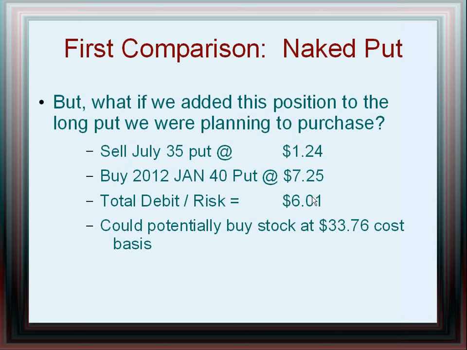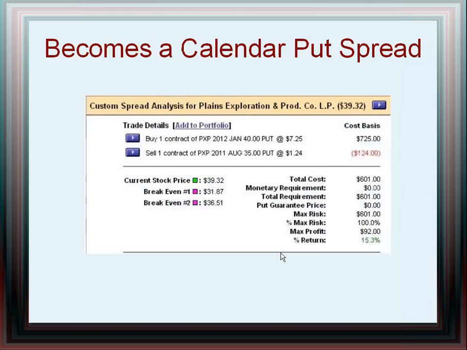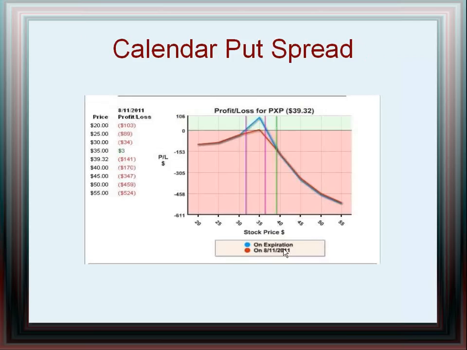When we were talking about the married put position that you saw in PXP, at the same time, on June 20th, we could have entered the calendar put by selling the July 35 put for 124 and buying the January 40 put for 725. Total debit is 601, and then you could potentially buy stock at 33.76. But where's the problem? I now have a capped gain, and I have a higher risk, almost 3 times the risk of the RPM, and that is for just 1 contract.